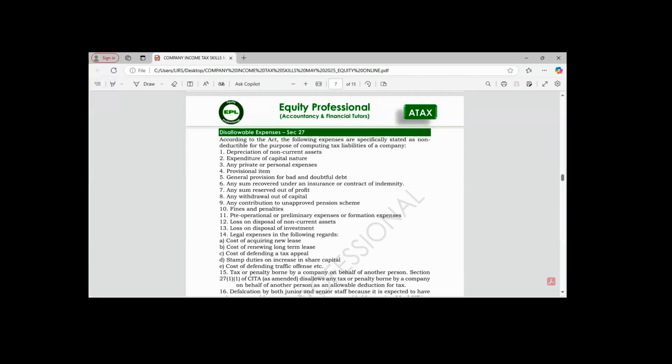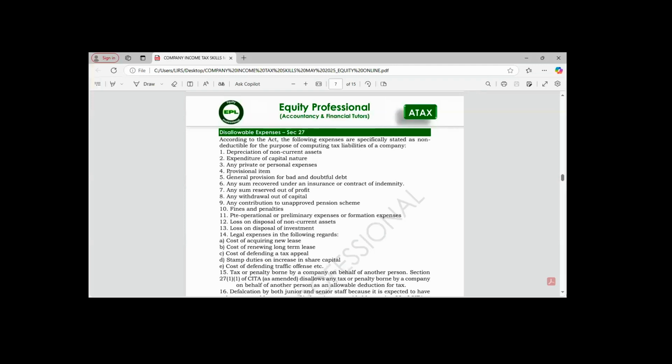Apart from allowable expenses, we also have disallowable expenses. Please, in the exam, number one is depreciation. Why? Because you are going to claim capital allowance. So depreciation of non-current assets will be disallowed because capital allowance will be claimed. Expenditure of capital nature will also be disallowed because it should be available for capital allowance claim. Any private or personal expenditure that is not for the purpose of business is also disallowed.